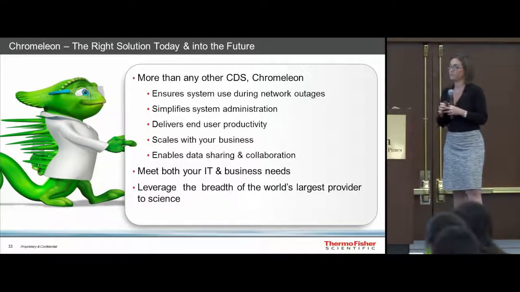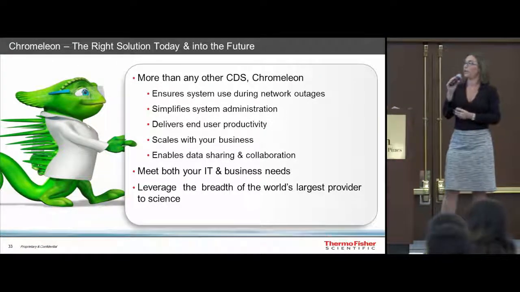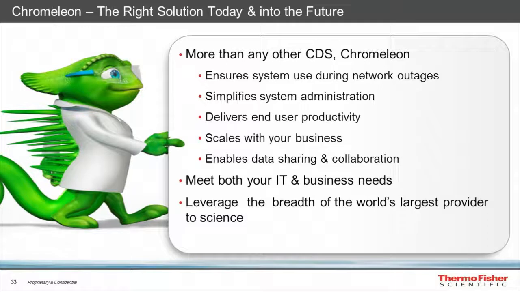Chameleon, in an enterprise system, will ensure against network outages, simplifies your system admin. It's all in one place now. It'll push down to all of your workstations. You can scale your business. You can have multiple servers. You can do it across a LAN or a WAN, whether you're regional or global. It'll meet both your IT and your business needs.